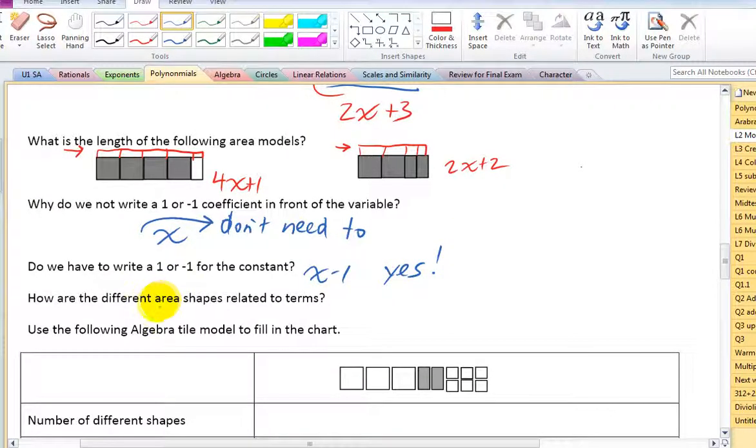Here we go. How are the different shapes related to terms? How many shapes do we have? 3. How many terms do we have? 3. So each shape is a term. So we can write down here that different shapes are different terms.